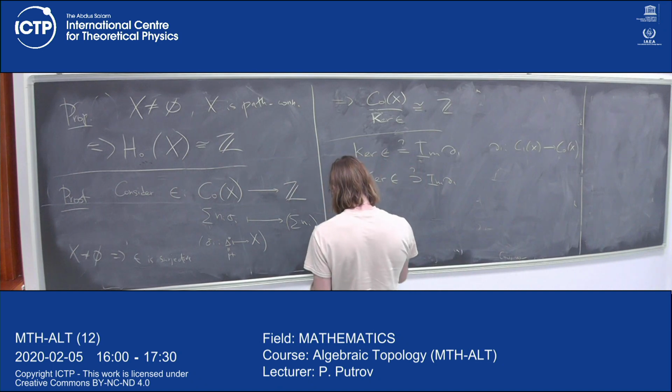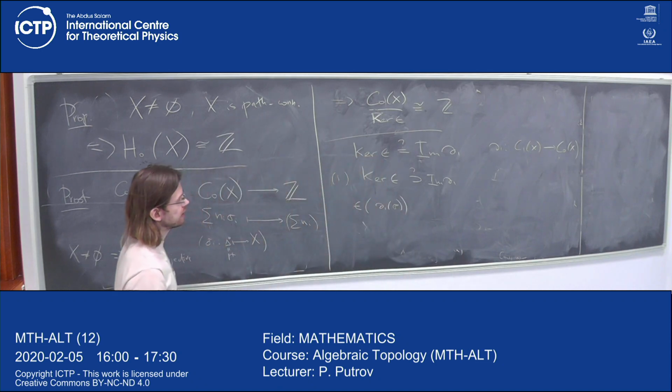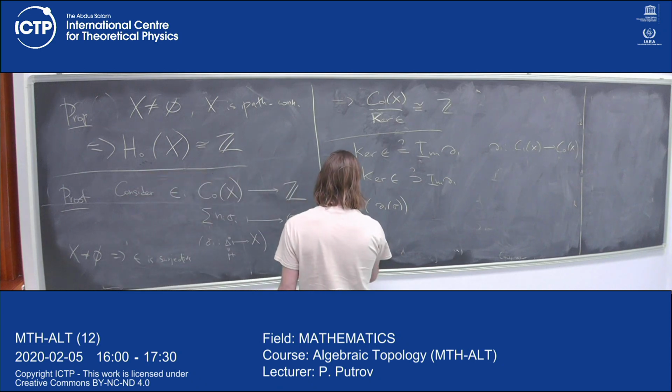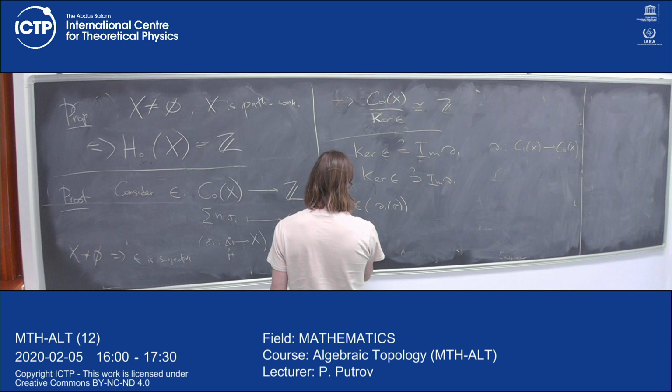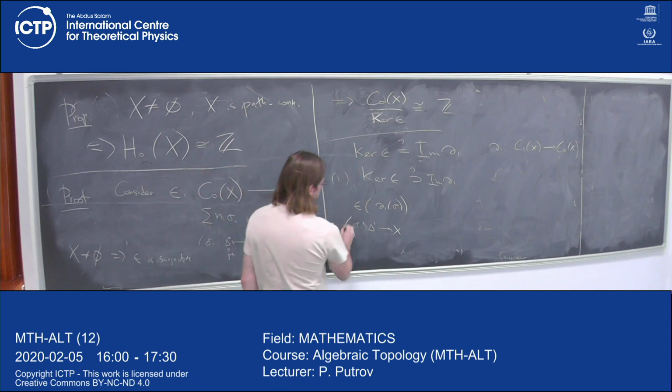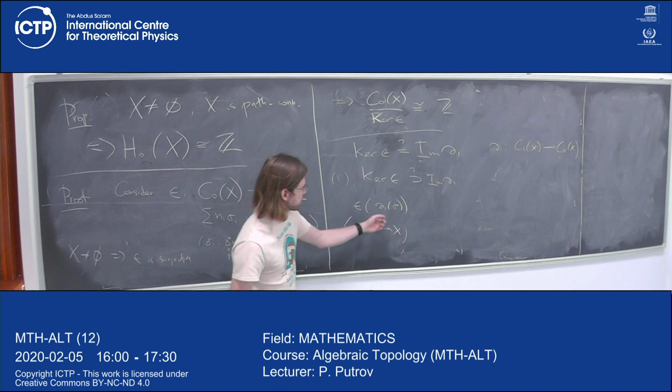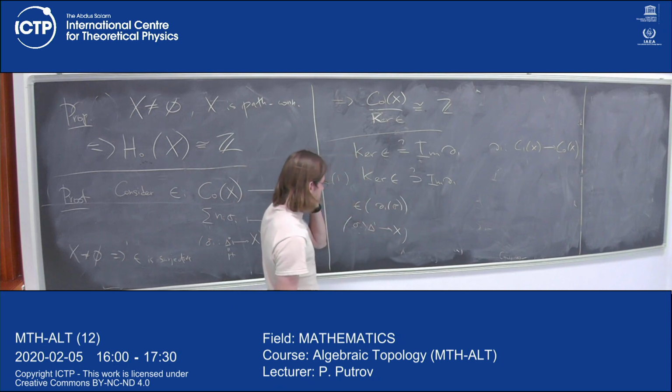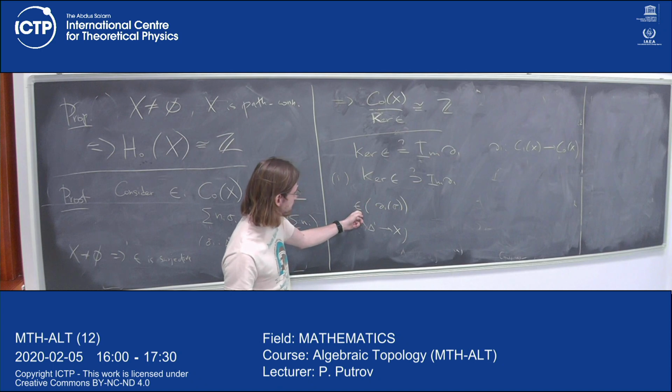Let us take an arbitrary element to check this. Consider some sigma in C1 of X. Sigma is some generator in C1 of X, which means it's a map from delta 1 to X. And I act on it by D1, so this gives me an arbitrary element in the image. To check that this is inside the kernel, I want to show that if I apply epsilon to this, then I get 0.